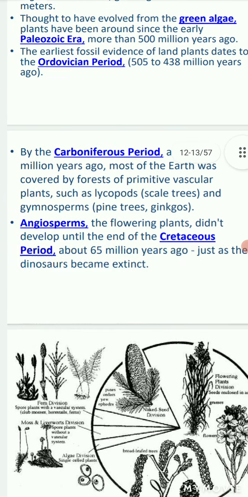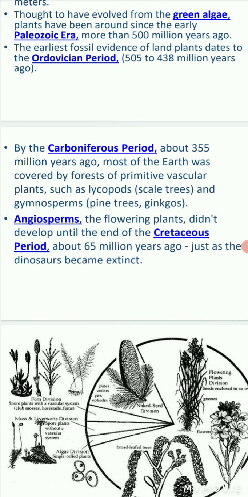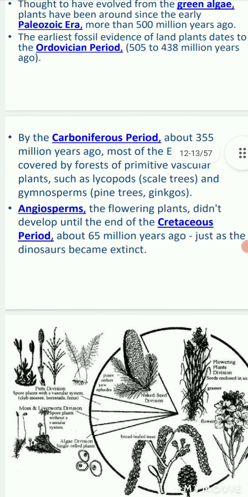Then after that there is a development of angiosperms, which are the dominant plants, and nowadays they are found all over the earth planet. So these angiospermic flowering plants did not develop till the end of the Cretaceous period.